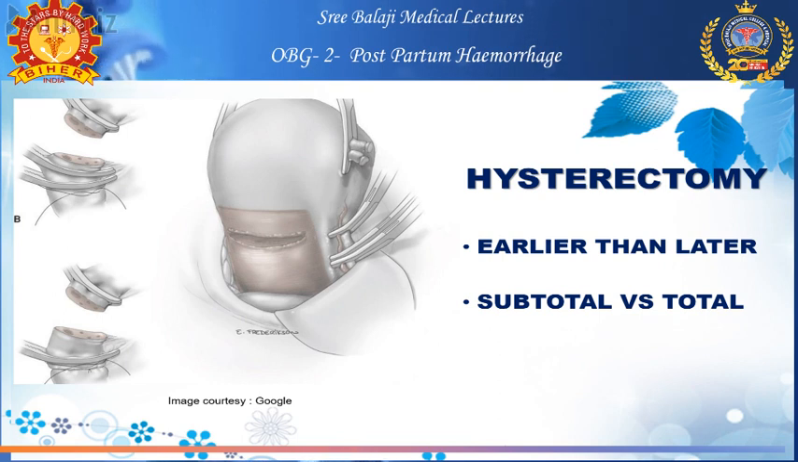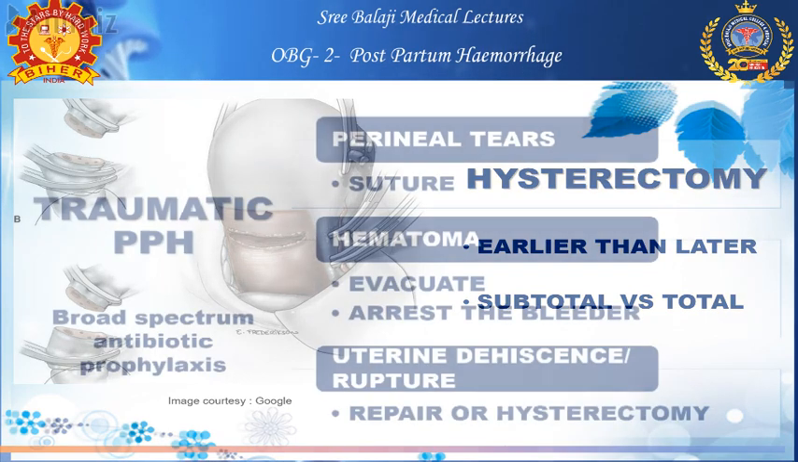Every time possible, total hysterectomy should be attempted. Subtotal hysterectomy is done only when the cervix is difficult to be dissected because of dense adhesions. And subtotal hysterectomy is not a method of treatment in women with placenta previa.